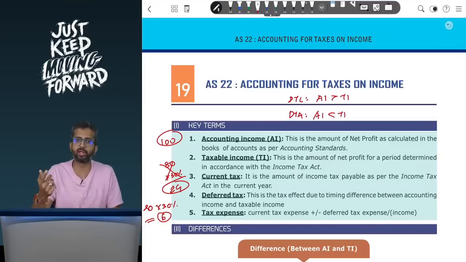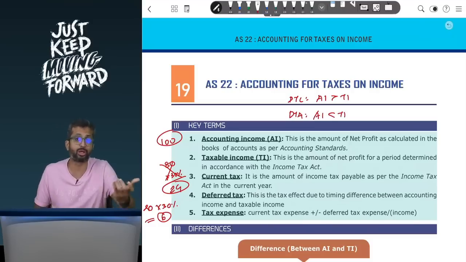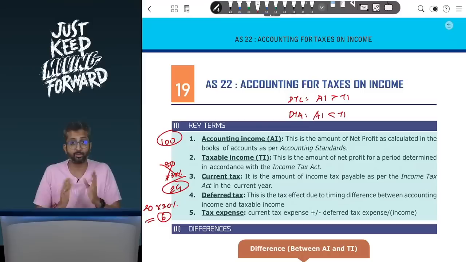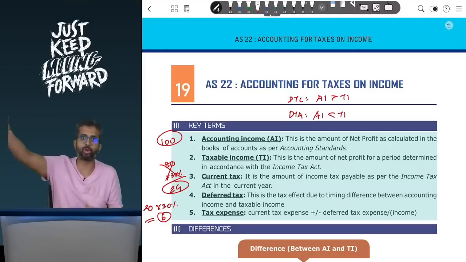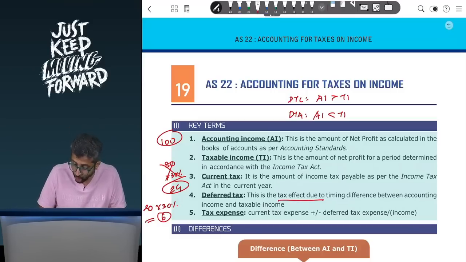So your taxable income is higher, so you are paying more tax now, but you will pay lesser tax in the future. It is like an asset for you, like a prepaid item. You pay more now, you pay less in the future. Accrued expense: you pay less now, but you will have to pay more in the future. So this is the birth of deferred tax. It is a tax effect due to timing differences.